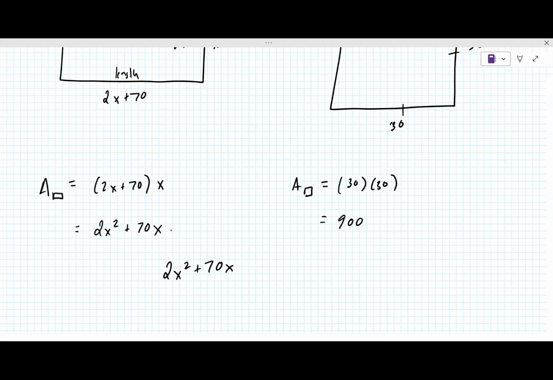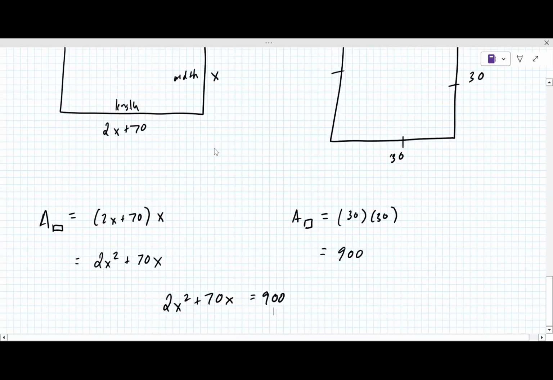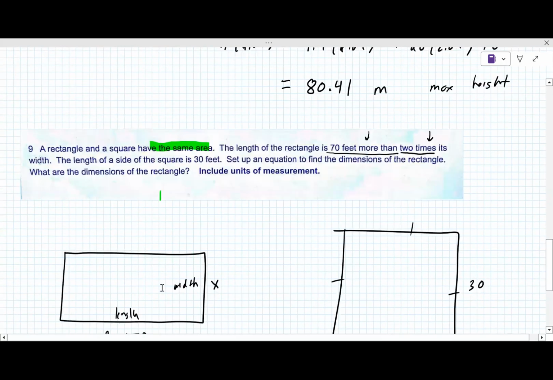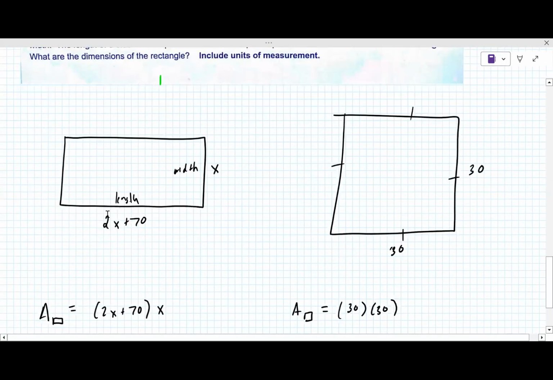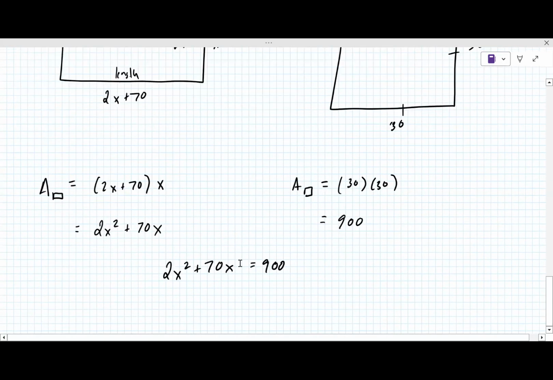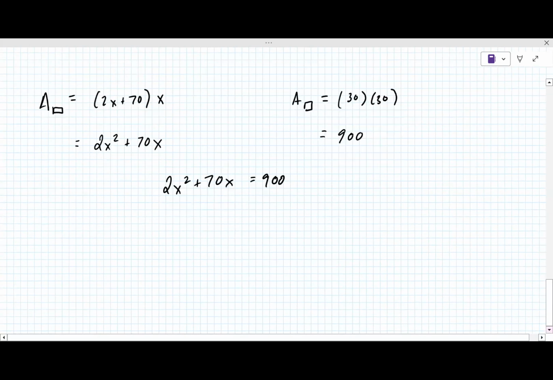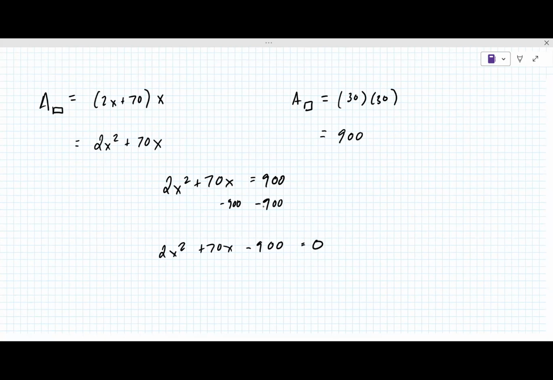So we're setting these equal because it says in the problem they have the same area. This is the area of the one on the left, the area of the one on the right, and they're equal. This is a quadratic. So we know how to solve this. We can subtract 900 from both sides. And now you've got 2x squared plus 70x minus 900 equals 0.